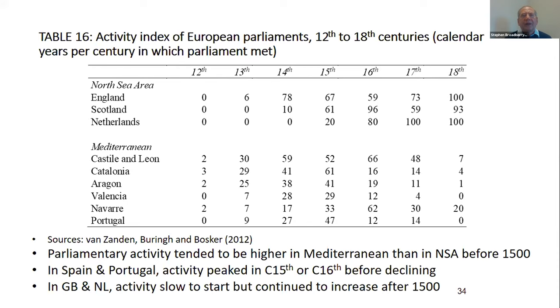Also, though, the constraints on the executive side, I think an ingenious paper by Van Zanden, Bering, and Bosker looked at a very crude measure, parliamentary activity measured as the calendar years per century in which Parliament met. That follows very different patterns in the North Sea area and in the Mediterranean parts of Europe. In the North Sea area, you see very little parliamentary activity in the 12th and 13th century, rising up to parliament meeting every year by the 18th century. On the other hand, in Spain and Portugal, there's a peak. It starts off with high levels of parliamentary scrutiny of the executive, and then falling away from the 15th or 16th century.